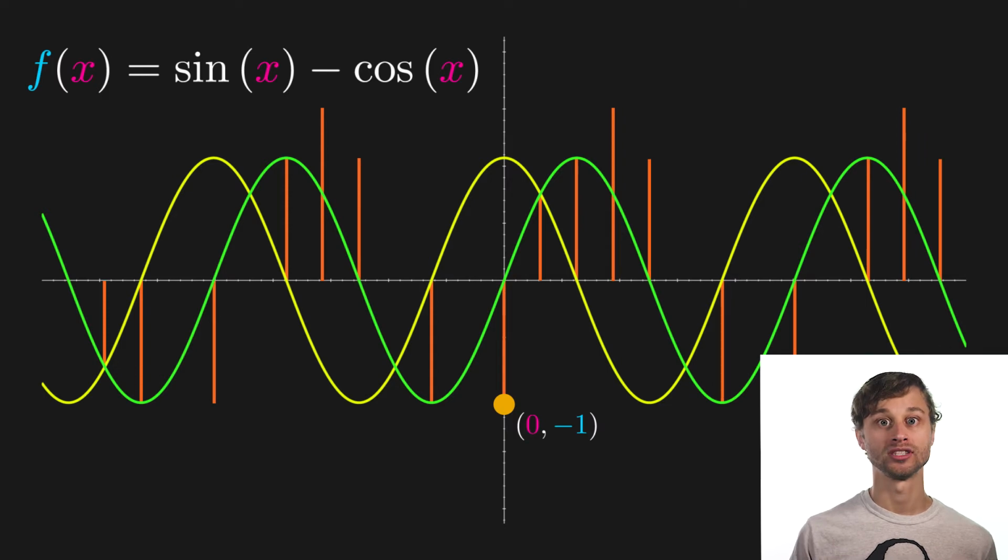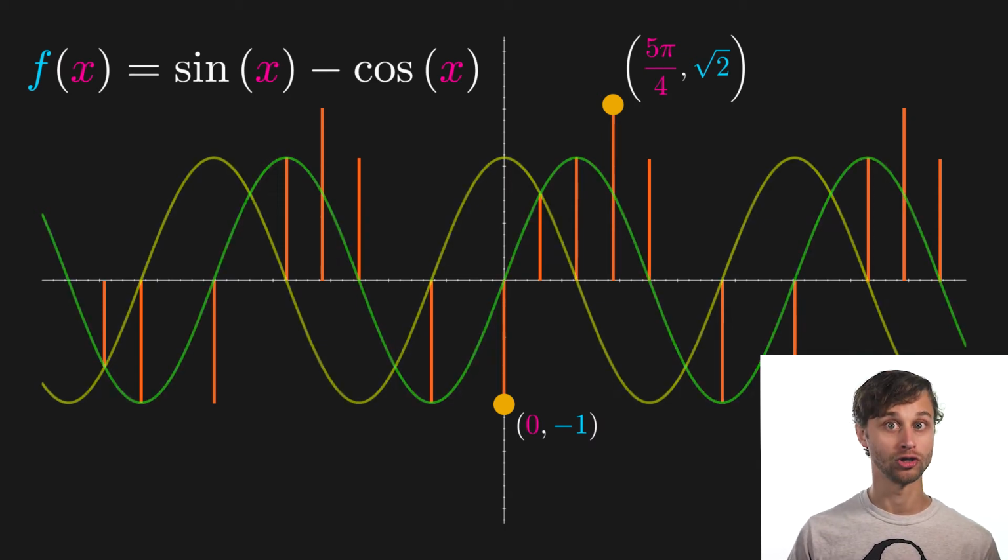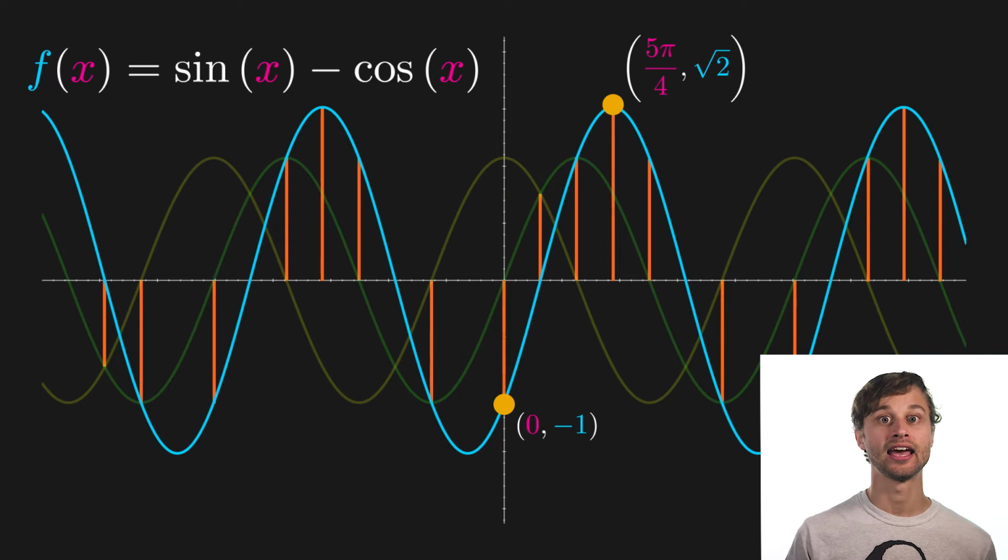That will be at points like 5 pi over 4, where the sine is equal to square root of 2 over 2, but the cosine is equal to negative square root of 2 over 2. Adding those together, I get a maximum y value of the square root of 2. Likewise, the minimum value is going to be negative square root of 2.